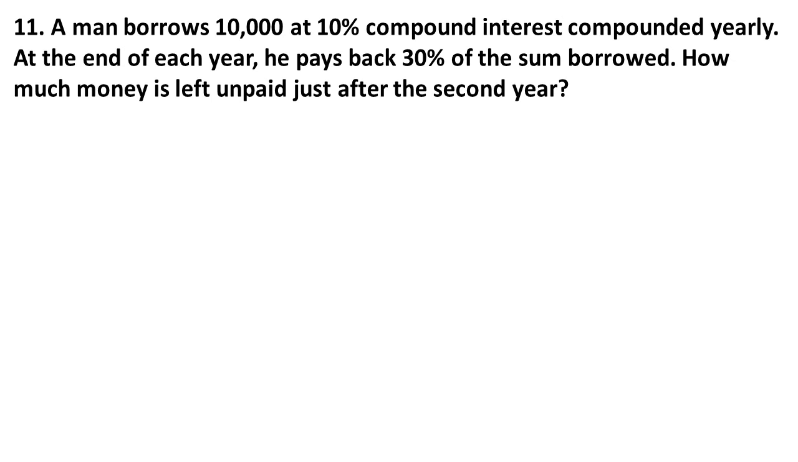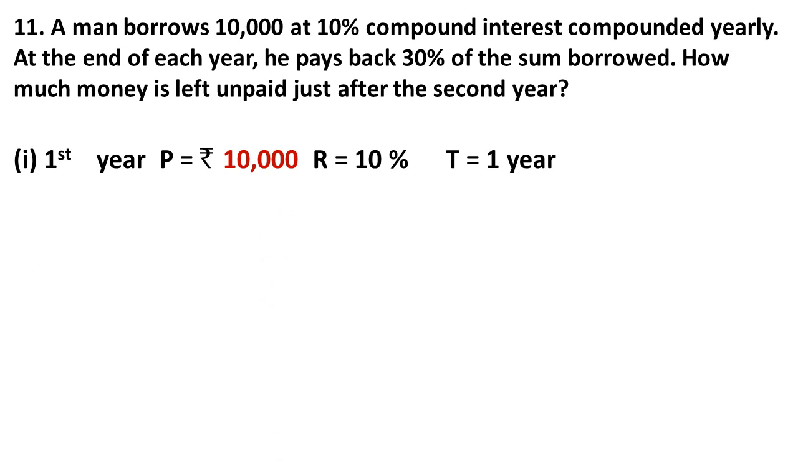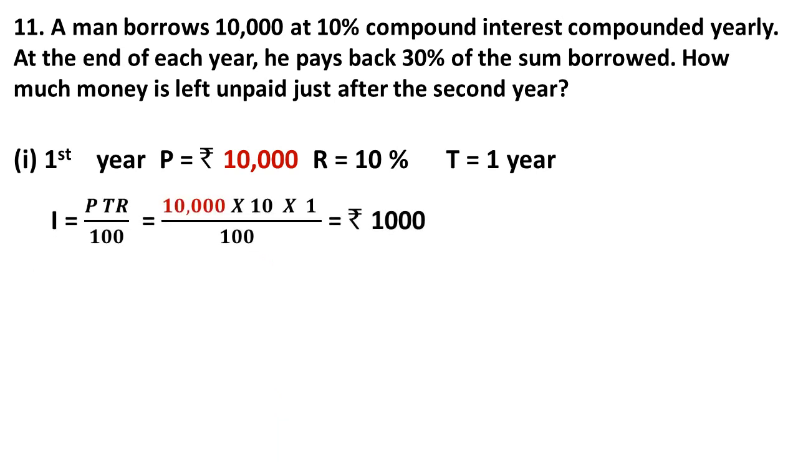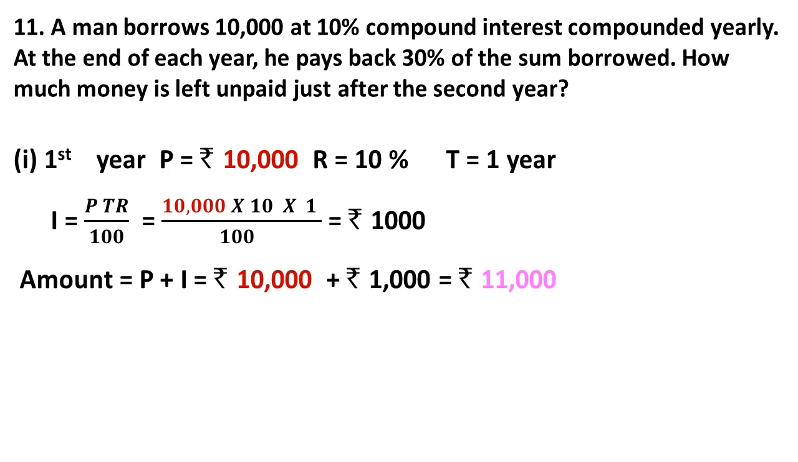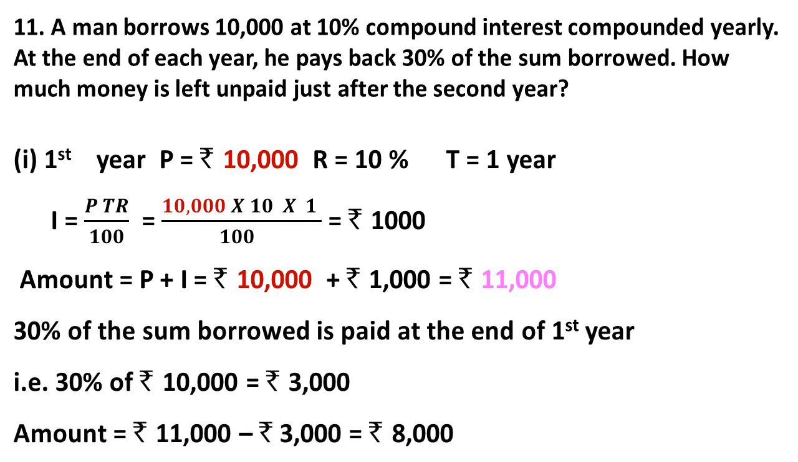So continue with the first year process. For the first year, principal is 10,000, rate is 10%, and the interest will be rupees 1,000 and the amount will be equal to rupees 11,000. As he repays 30% of the sum borrowed, calculate 30% of 10,000, that leads to rupees 3,000, and the amount due or balance at the end of the first year is rupees 8,000. This is one of the new adjustments which you have to know, when it is said that a certain sum of money is paid back at the end of each year.